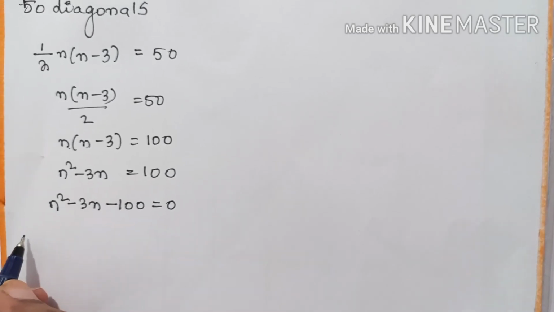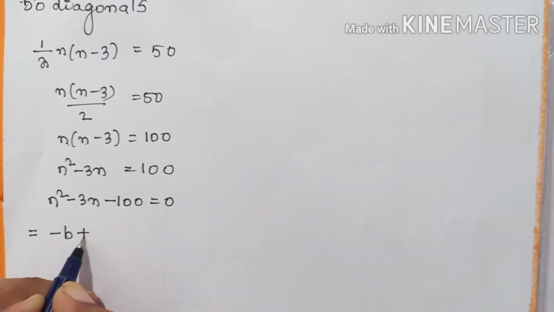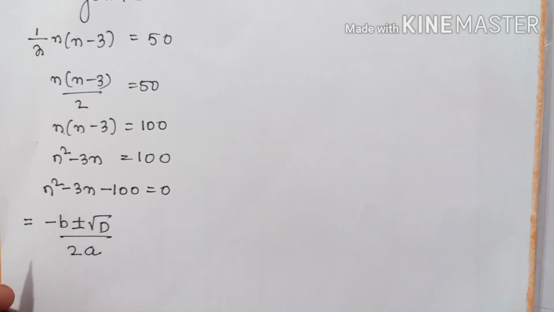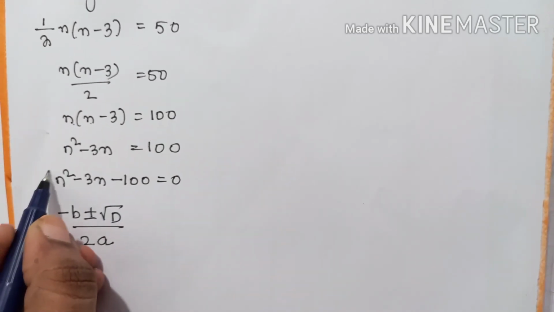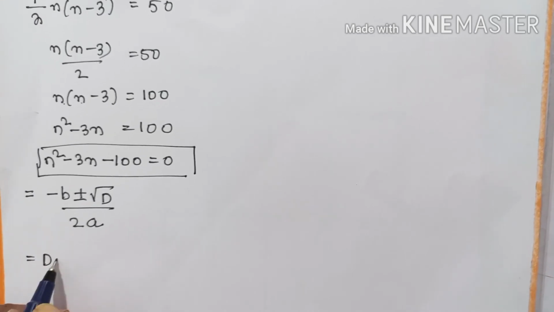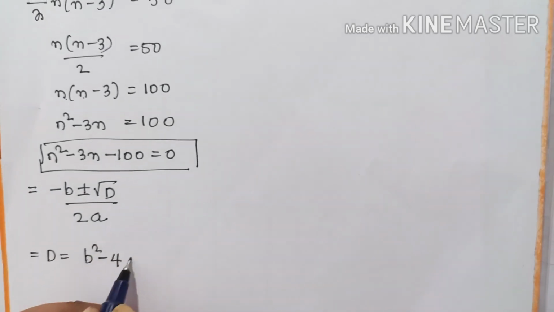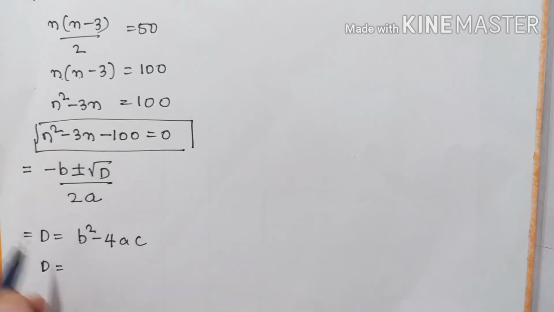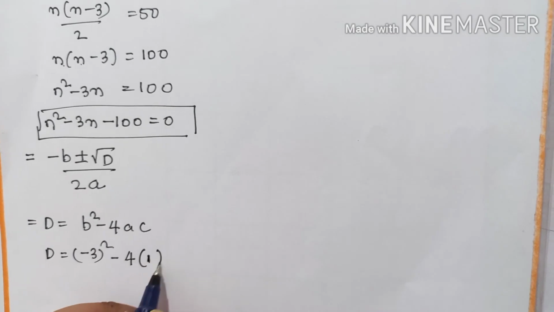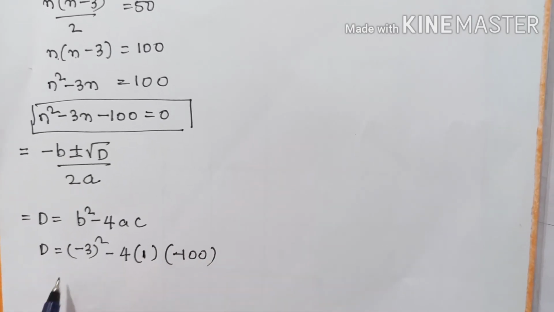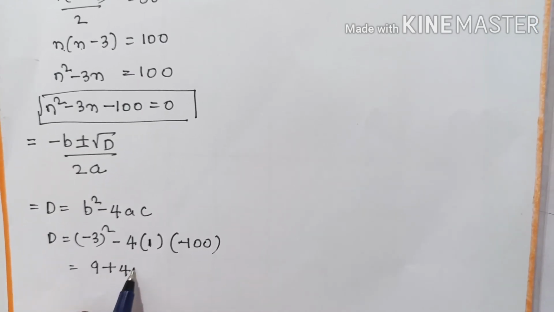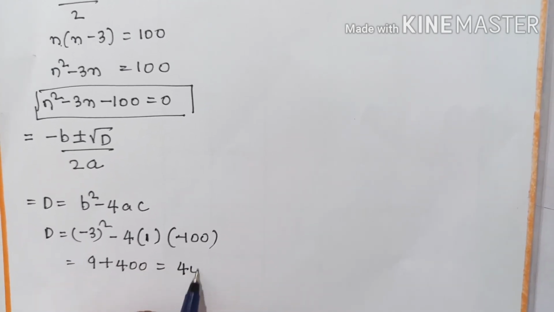So we are going to use the formula minus b plus or minus under root d by 2a. This formula can be used for any equation, but middle term splitting cannot be used for some equations such as n square minus 3n minus 1. So here we know d equals b square minus 4ac. b is minus 3, whole square, minus 4 into a is 1 and c is minus 100. Minus 3 square is 9 and minus 4 into minus 100 is 400. So the value of d is 409.